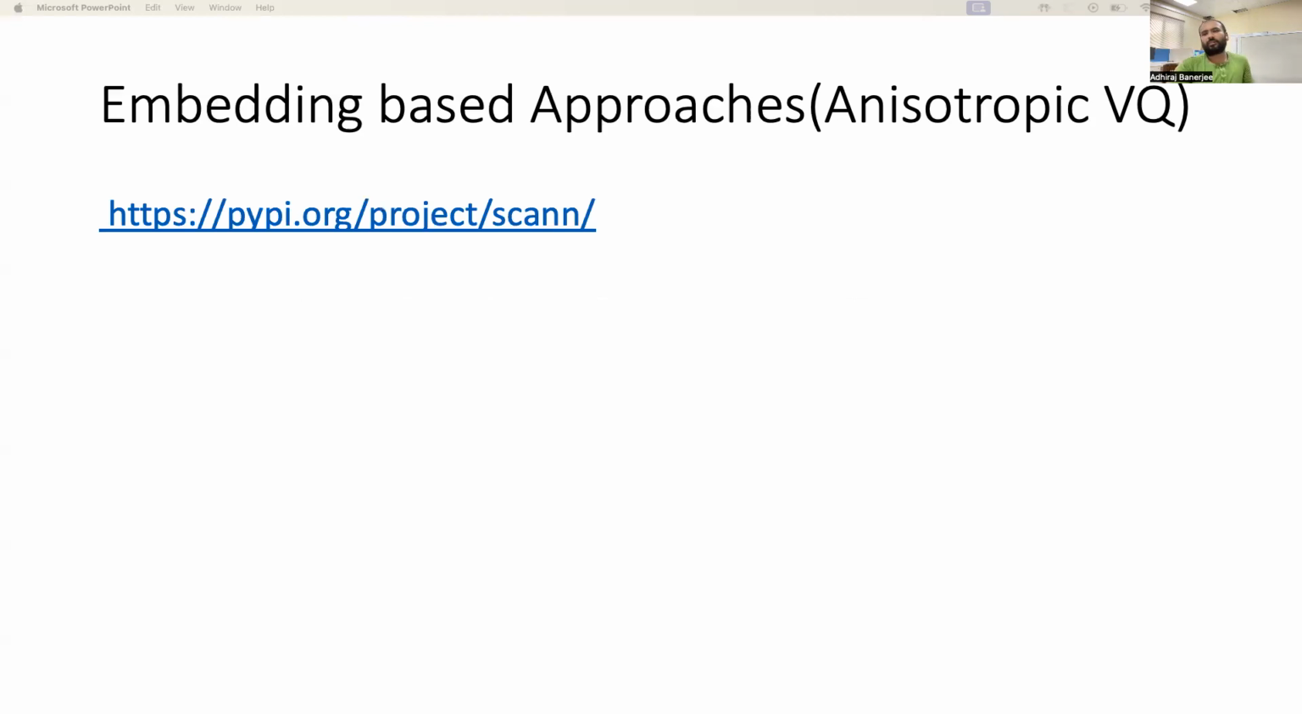Now, to use this vector quantization technique in your projects, you can use the ScaNN Python library. It is a SOTA vector search algorithm as of now. As you will see in the paper, based on the metrics, it outperforms all previous approaches to vector search.